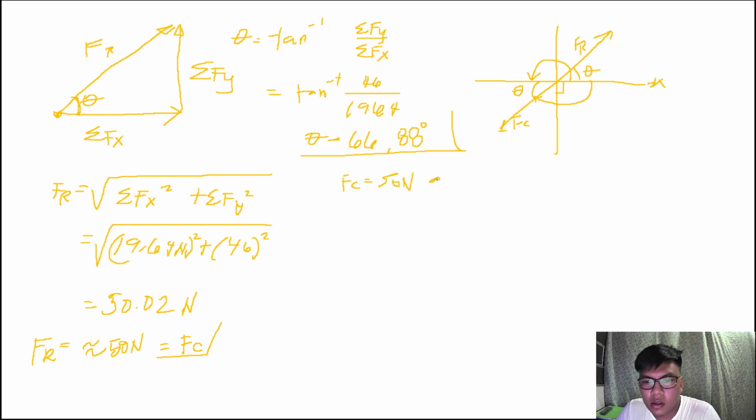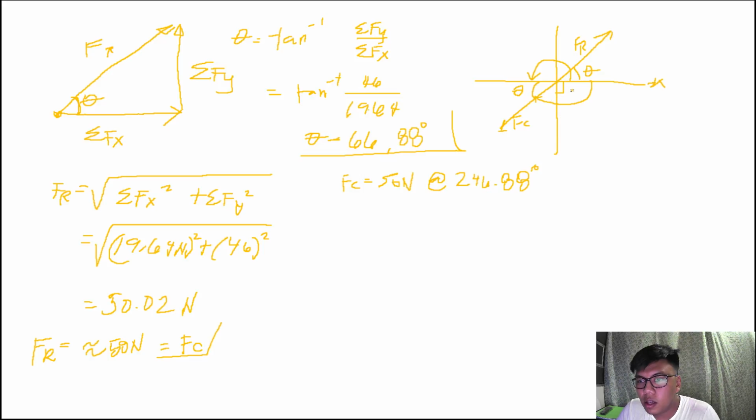So the direction of FR or FC is equal to 50 Newton, okay, this is 180 plus 66.88, so this is 246.88 degrees. So pwedeng ganyan, ano? Or pwede naman baliktad yung ikot.